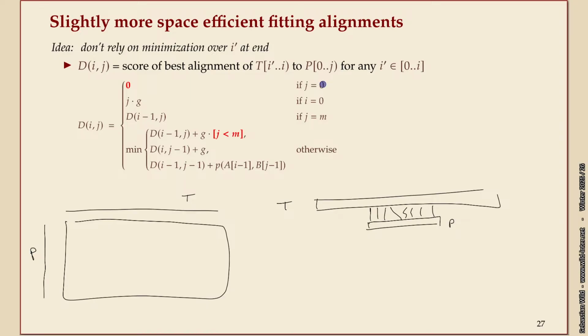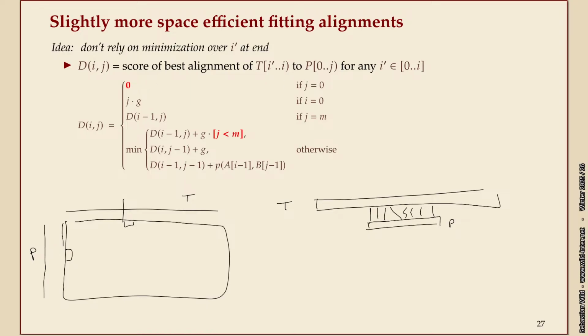So whenever I'm at the beginning of the pattern, so I'm looking at one of these cells up here, I'm allowed to start it from scratch, and that means ignoring the prefix of T up to this point. Whereas if I'm in this first column, I have to pay for getting this prefix of P out of nowhere. That's explaining these two columns.